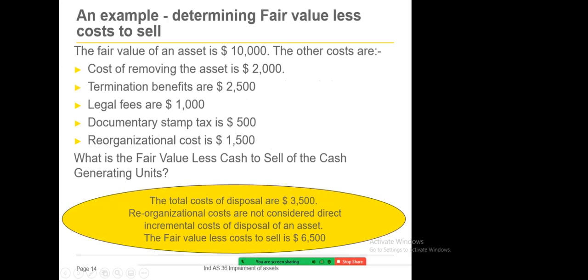Reorganization costs are not considered direct incremental costs of disposal of an asset. So the costs we have considered are: cost of removing the asset $2,000, legal fees $1,000, and documentary stamp papers $500. Termination benefits, for sure, we are not going to consider. Reorganization cost, we are not going to consider. So this is how we calculate our fair value less cost to sell the asset.